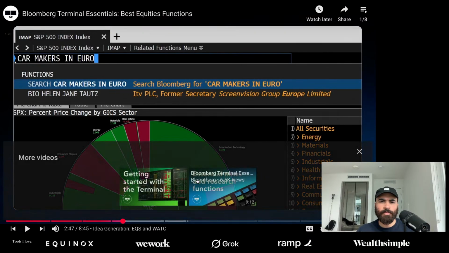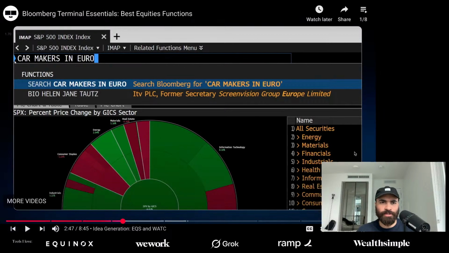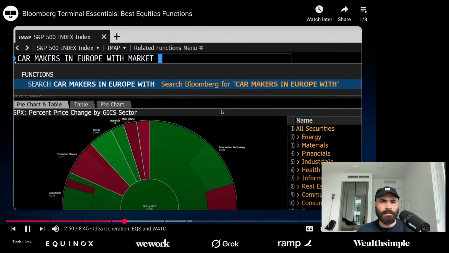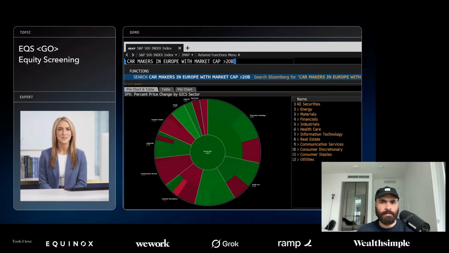The terminal makes idea generation more efficient by helping you follow hunches and discover connections in surprising ways. With natural language processing built into the terminal command line, you can just input a request. Let's look for car makers in Europe with a market cap over 20 billion. Once we hit go, we see our search results.